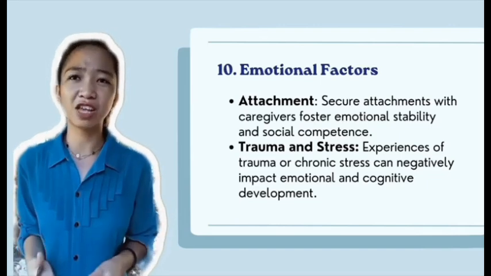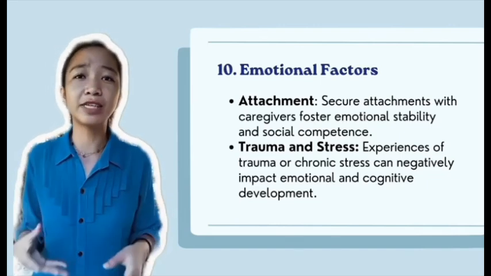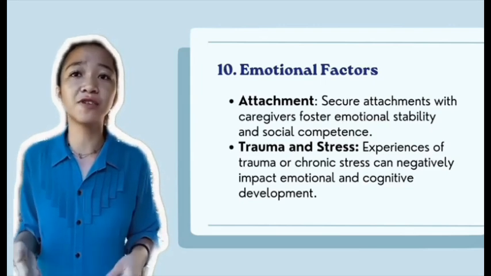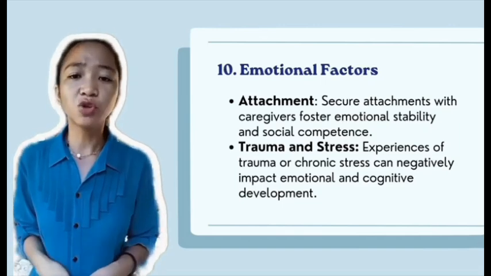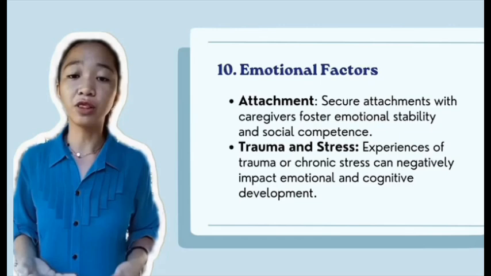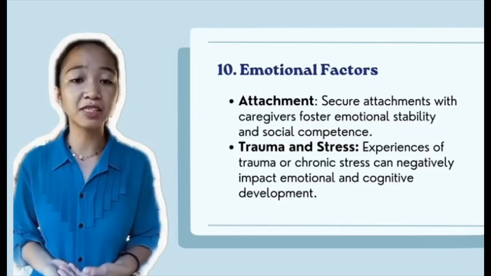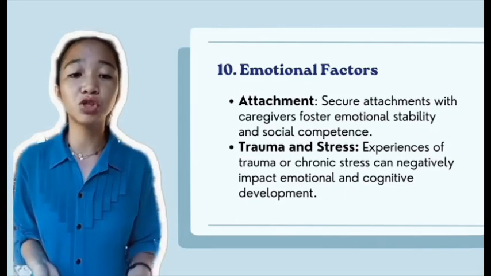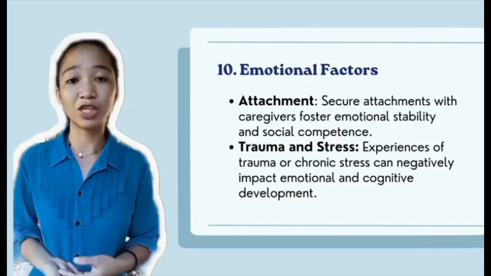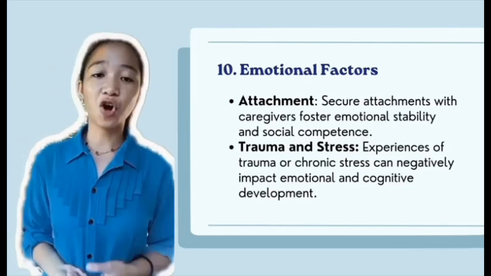When we say attachment, secure attachments with caregivers foster emotional stability and social competence. When a child feels safe, loved, and supported by their parents or caregivers, it helps them become emotionally stable and good at socializing. The next is trauma and stress.